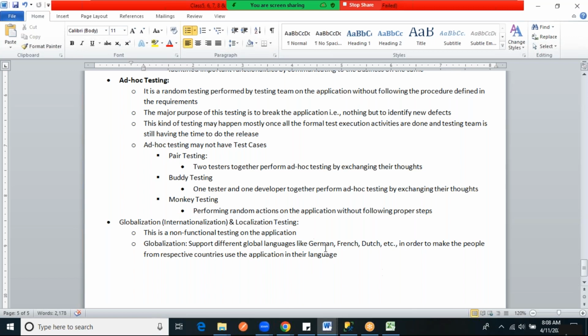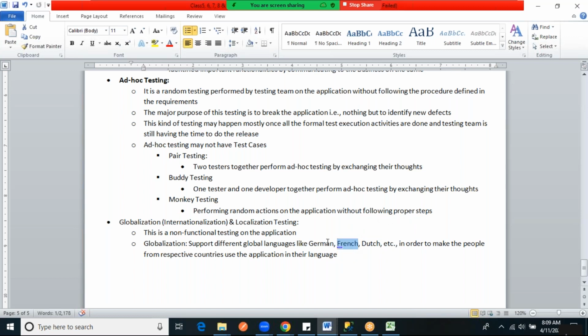Because German people, French people, Dutch people, most of them will not know English. They study in their language. French people write code also in French only. Coding, whatever they do, C# coding or Java coding, even in the software field, they code in French.